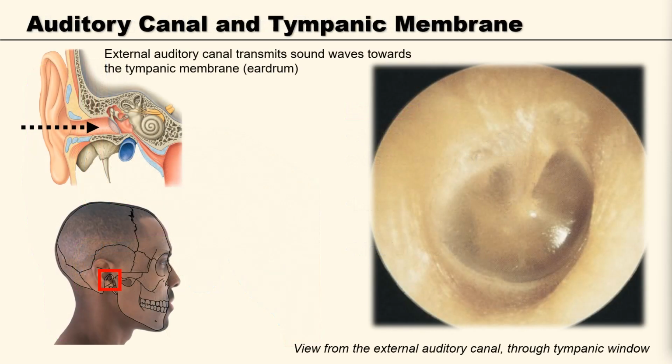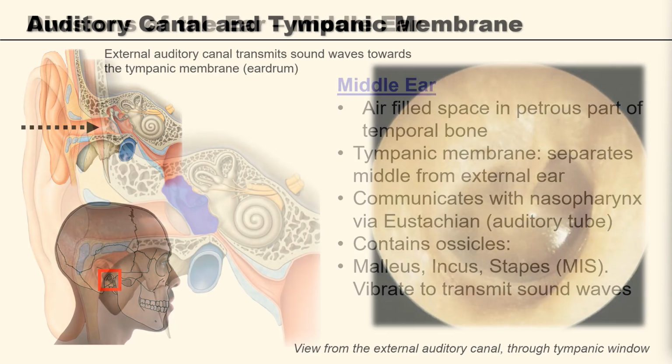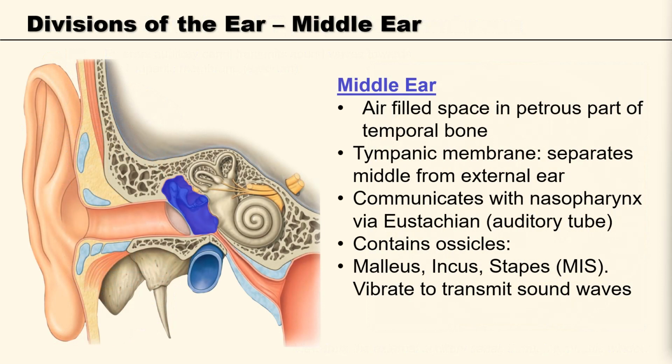When we look at the inside of the external auditory canal, we can see a thin membrane forming the wall that divides the external ear from the middle ear. This is the tympanic membrane. This should be translucent and intact, as indicated by the image on the right. As sound waves enter the external ear, the vibration of the air bounces on the tympanic membrane, which will cause it to vibrate in response. The tympanic membrane separates the external from the middle ear.